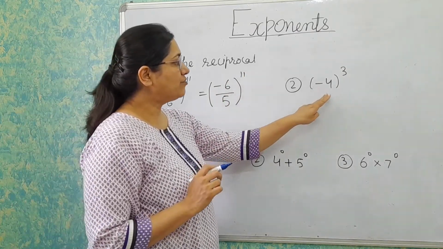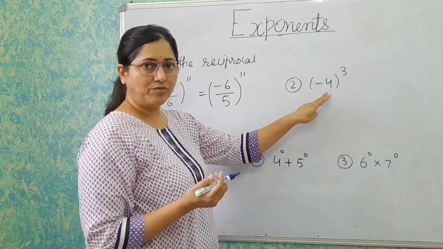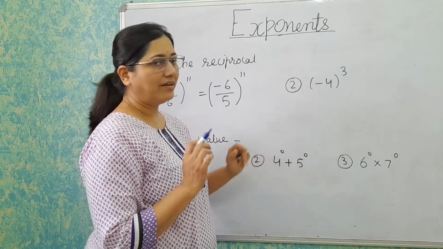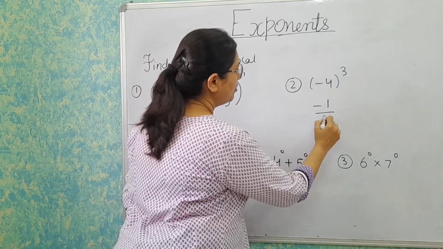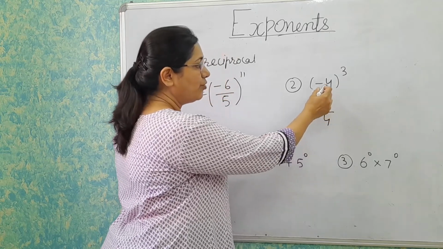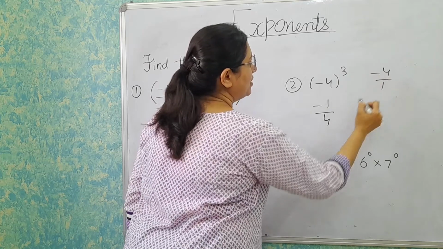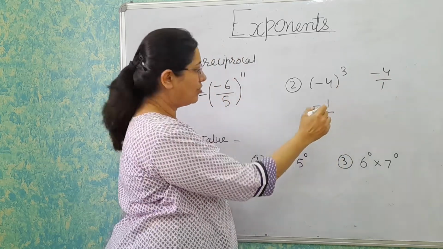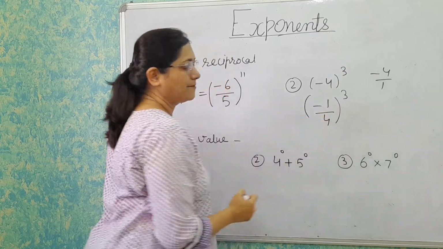Next, minus 4 raised to the power 3. Again 4 is at the numerator position, so I will put it at the denominator position. So I can write it as minus 1 upon 4. Because this 4 has no denominator, still I can say minus 4 upon 1. So I just have to reverse the order: minus 1 upon 4 raised to the power 3.